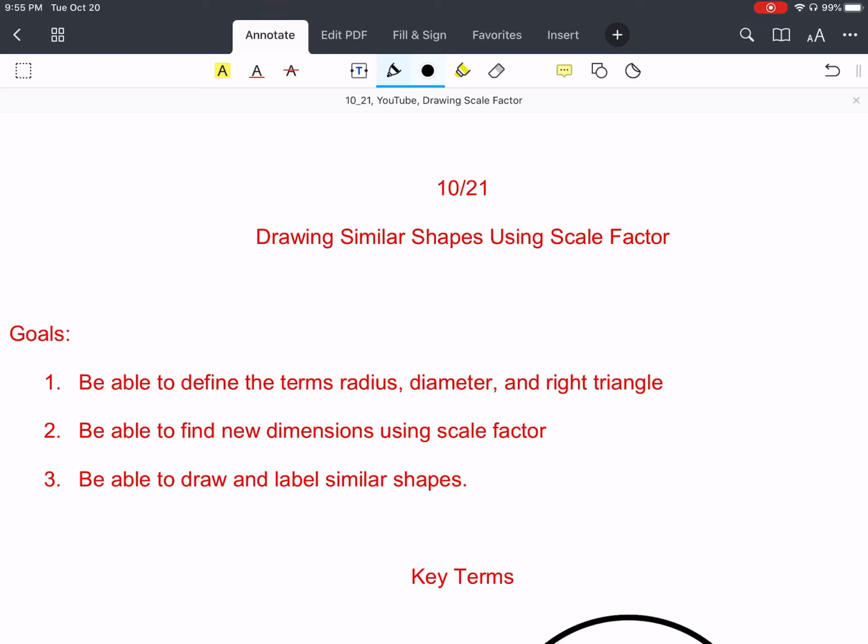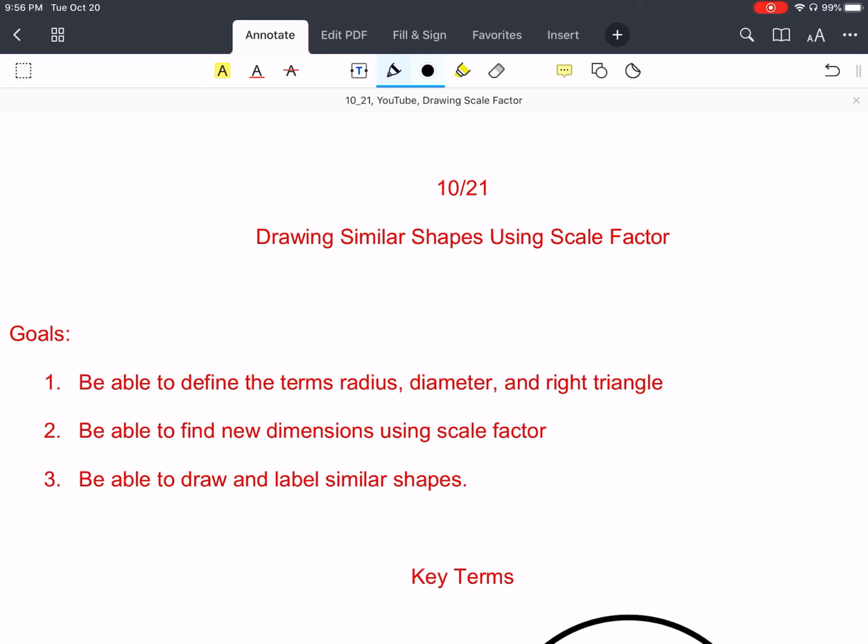Hey, 7th grade, we are continuing our unit on scale factor. Today you are drawing shapes using scale factor, and you will need a ruler, so hopefully you have one or you can borrow one. So we have three main goals.